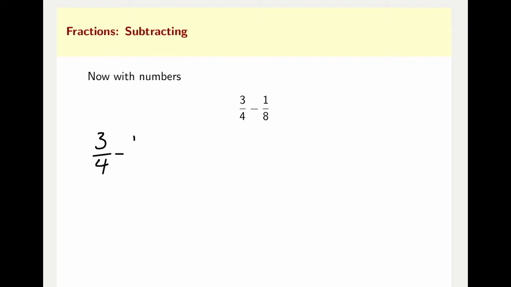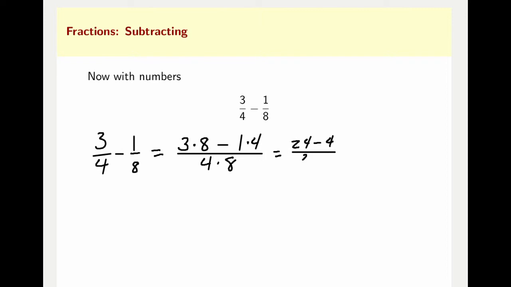3/4 minus 1/8 equals, cross multiply, put in the minus sign, over 4 times 8. So what I have is 24 minus 4 over 32. So this equals 20 over 32, which I can reduce to 10 over 16. I can also reduce that again to 5 over 8, and I'm done.